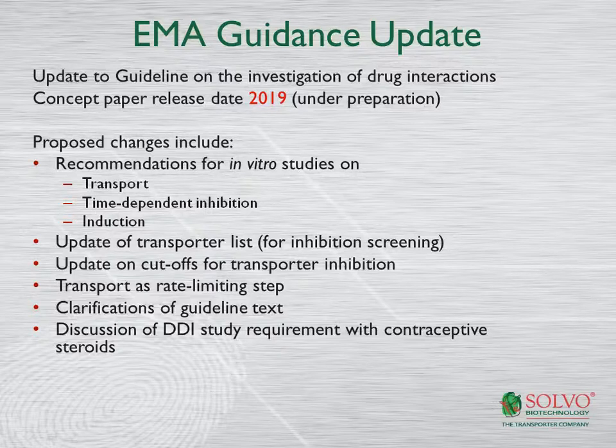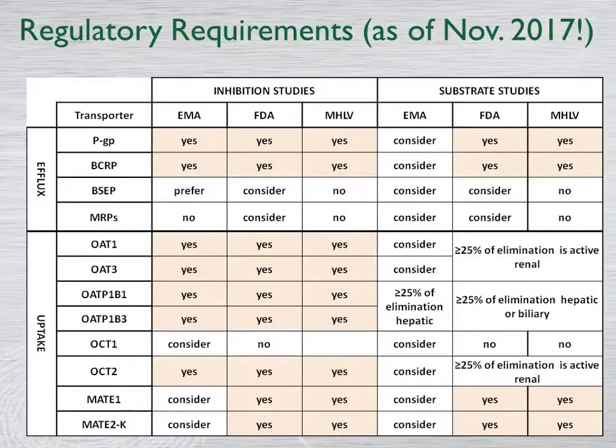And DDIs for contraceptive steroids. Maybe I wrote somewhere that they will also mention something about SNPs, so gene variations. Sometimes OATPs differ by gene variation from patient to patient. So this is, I think, also something which will come soon in one of these guidances.